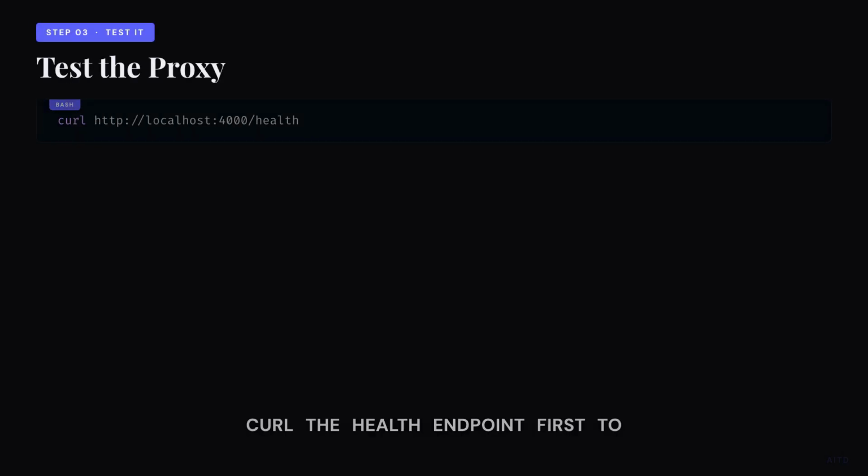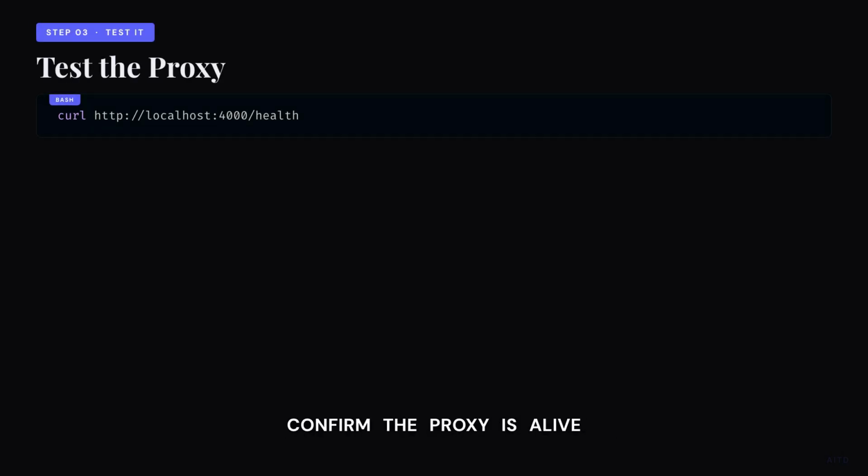Now test it. Curl the health endpoint first to confirm the proxy is alive. Then send a real chat completion request with your master key, asking for GPT 5.2. A working proxy returns a normal OpenAI format response.